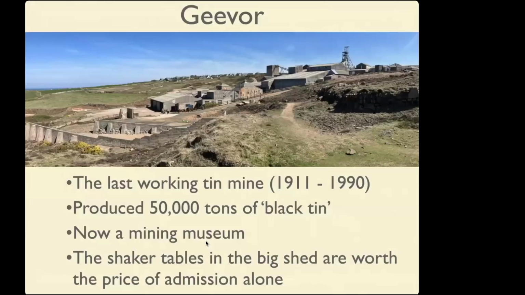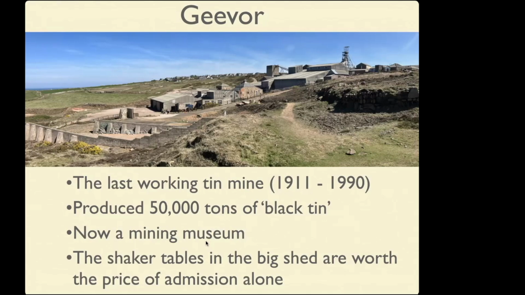So Geevor was the last working tin mine. It closed in 1990. So, you know, a glorious history of tin mining for centuries, going all the way up to 1990. It produced 50,000 tons of what's called black tin, which is basically cassiterite. And it's now a mining museum, and we will go through to this museum in a couple of weeks, in the next week.